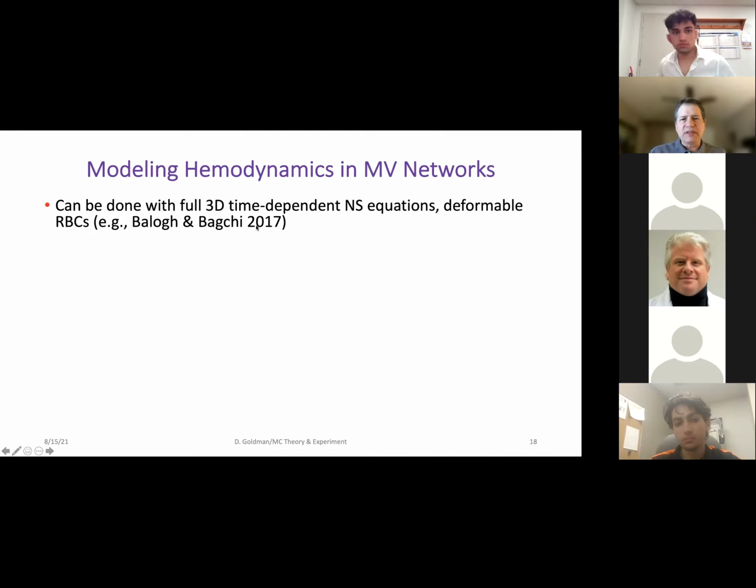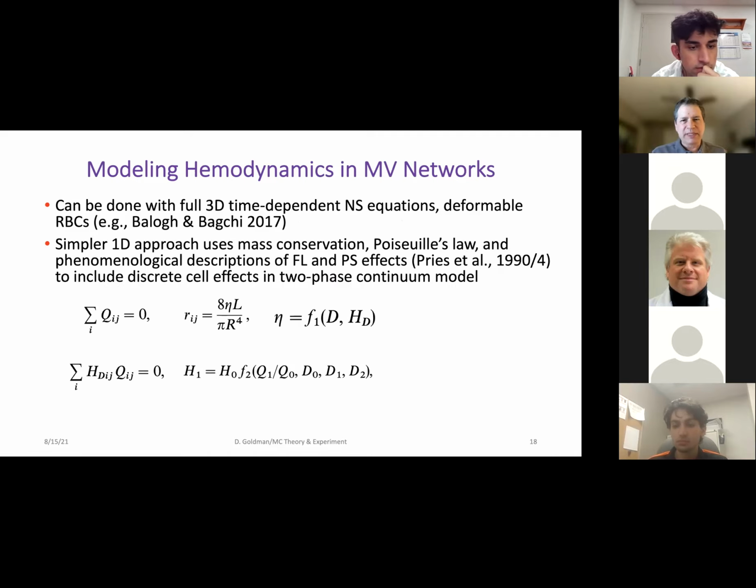Now, especially in the last 5 to 10 years, people have started to do really detailed full 3D time-dependent simulations. You have your Stokes equations of plasma flow in vessels and deformable red cells, and they can basically mimic what's actually going on in your blood vessels. They have plasma, red cells, it's all there, but it takes a lot of computational work. And there are still assumptions in there that have to be tested.